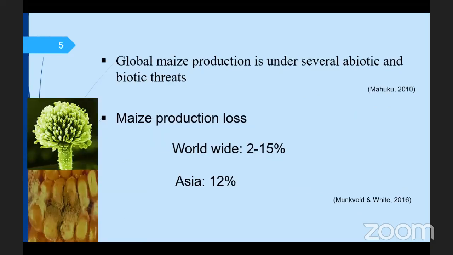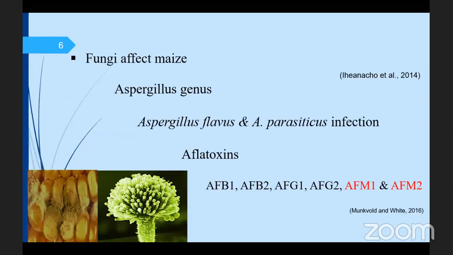Global maize production is under several abiotic and biotic threats. As we know, crops face many stresses, and maize production is lost due to several biotic and abiotic stresses. Around 2 to 50% of maize production is lost annually around the globe, and in Asia it is about 12%.